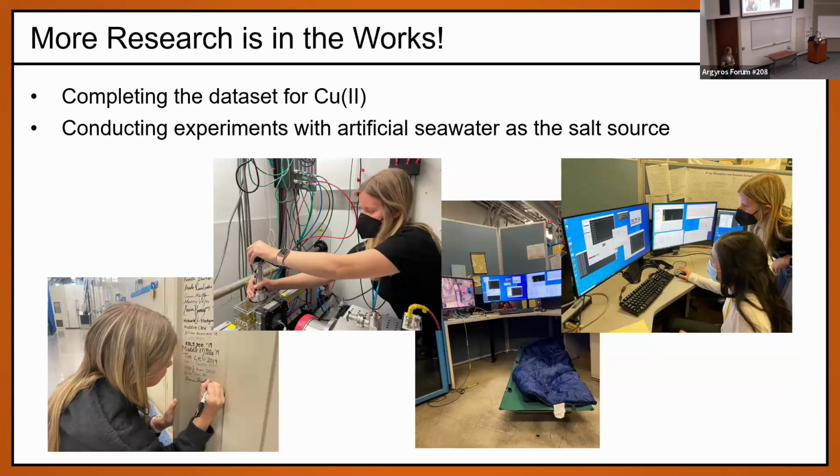There is more research on the way. I will be sticking around this summer. So I will be completing this data set for copper, as well as conducting experiments with artificial seawater as the salt source. This is actually just this past weekend. We went up to Stanford and we're collecting data for our artificial seawater samples. So that's super exciting. This here is the cot where I took a couple great naps on. But yes.